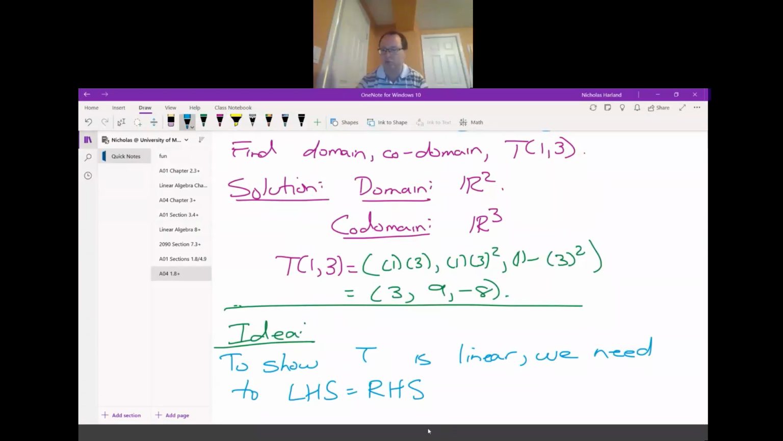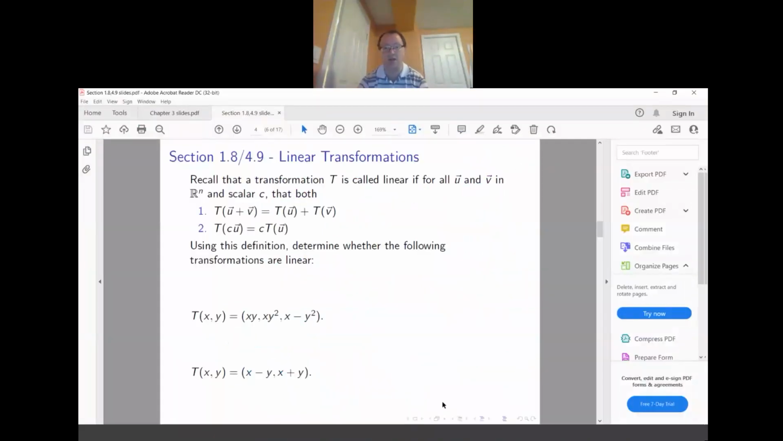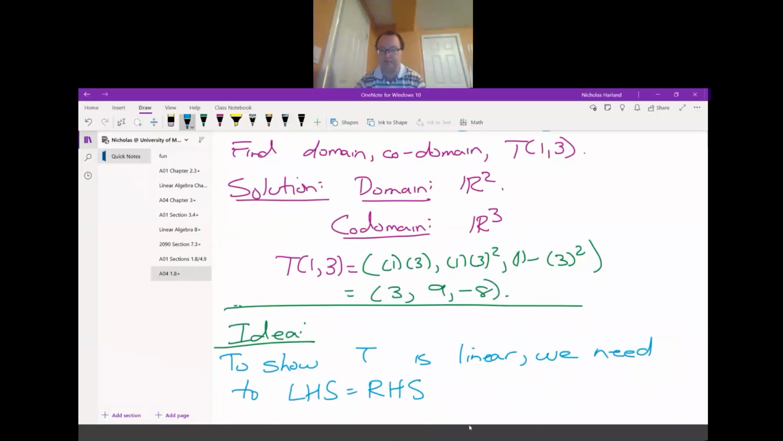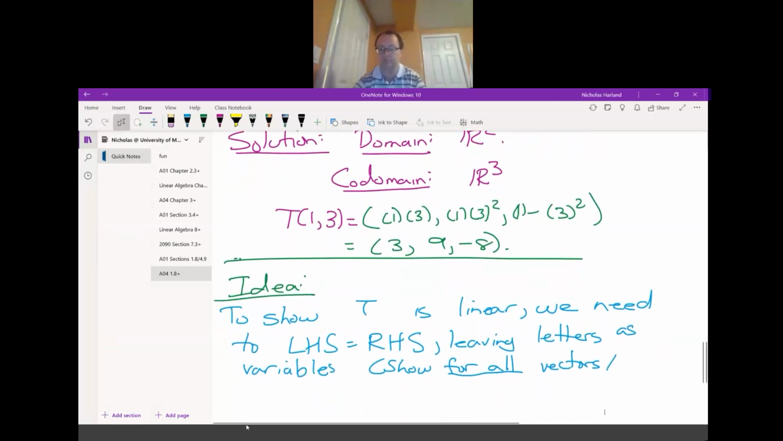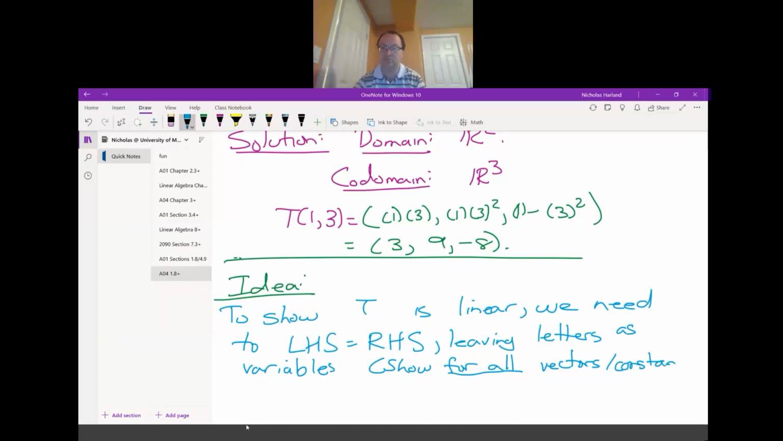for... Do we plug in numbers to do that? What do we do? Is that what we did before when we showed the properties? Yeah, where we're leaving things as variables. And as somebody mentioned, we need to show for all. Show for all vectors and constants. And for both properties.